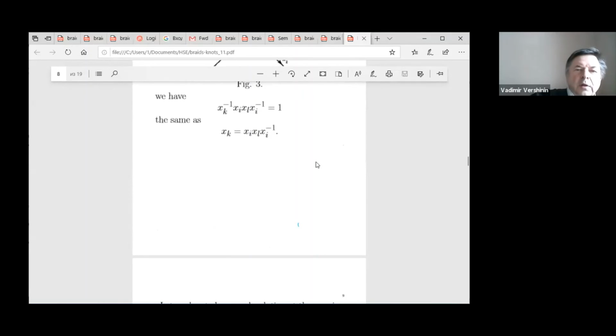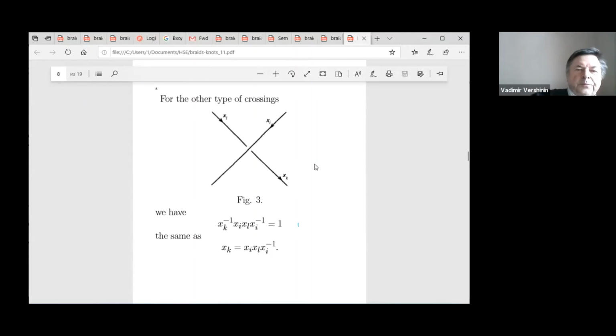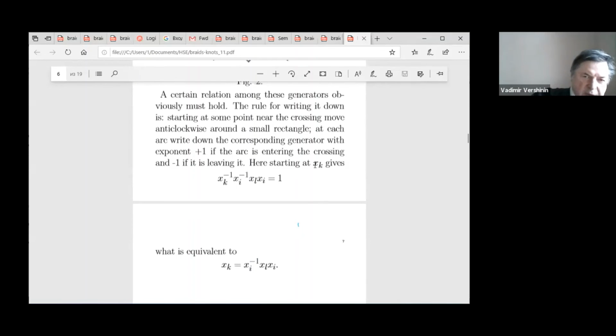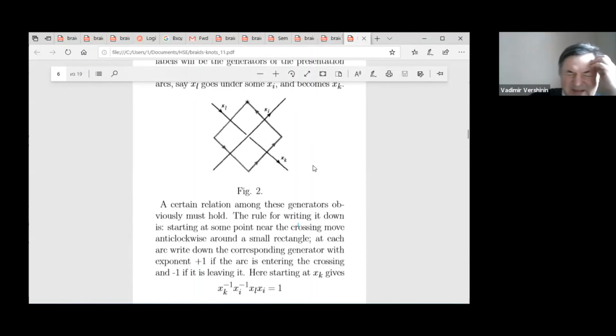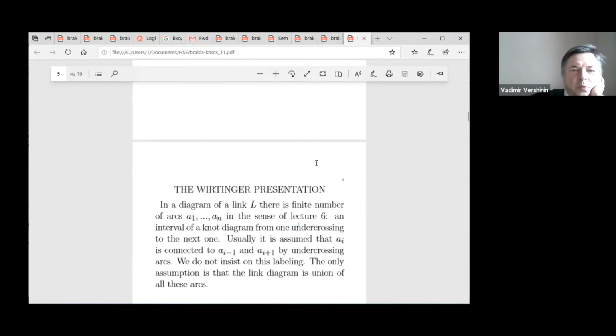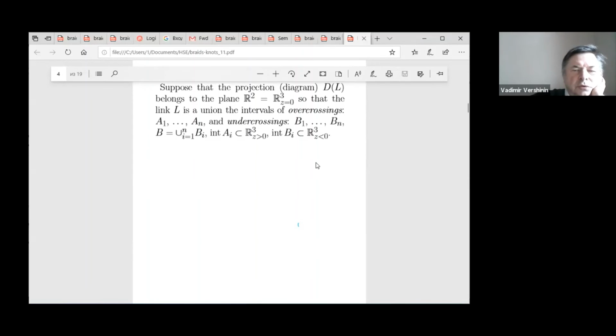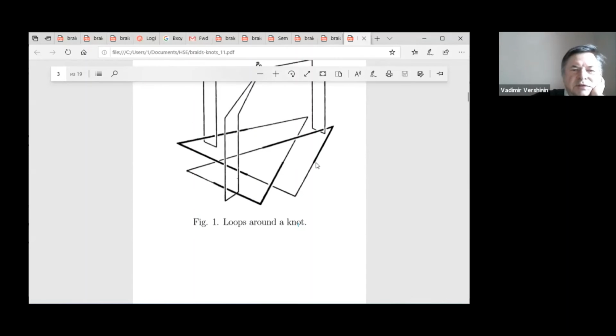So the proof is given by considering several spaces and using the Seifert-van Kampen theorem. But it's quite long. I just want to make some explanation, maybe non-formal, of why this relation holds.